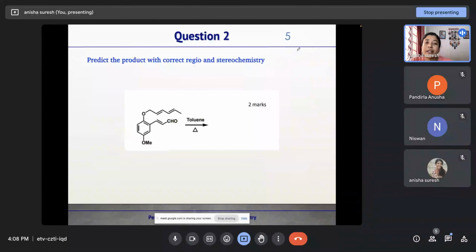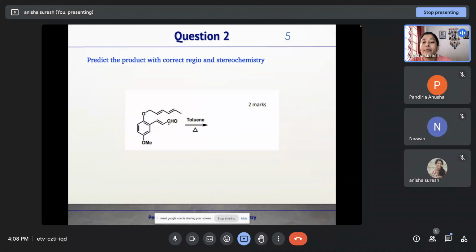Now coming to question number 2. Predict a product with the correct regio and stereochemistry. So the question number 2, 3, 4 and 5 will be based on this. We should predict the product with the correct regio and stereochemistry.